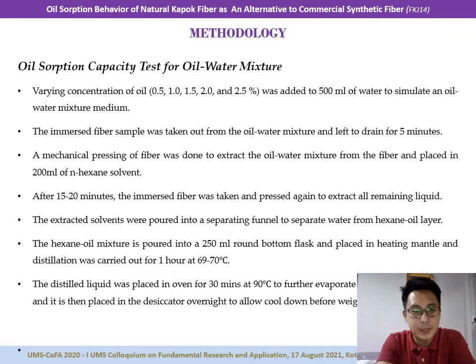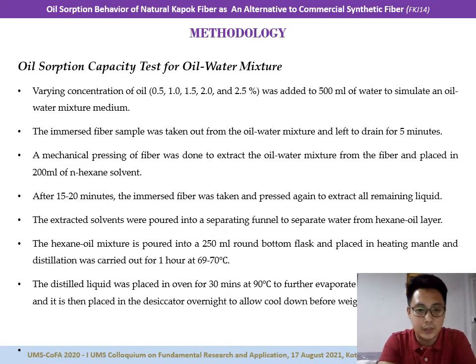The next experiment is the oil sorption capacity test for oil and water mixture. Various concentrations of oil were added to 500 ml of water to simulate an oil and water mixture medium. The fiber sample is immersed in the solution, taken out from the oil-water mixture, and left to drain for 5 minutes. Mechanical pressing of the fiber was done to extract the oil-water mixture from the fiber, which was then placed in 200 ml of N-hexane solvent. After 15 to 20 minutes, the immersed fiber was taken and pressed again to extract all the remaining liquid.